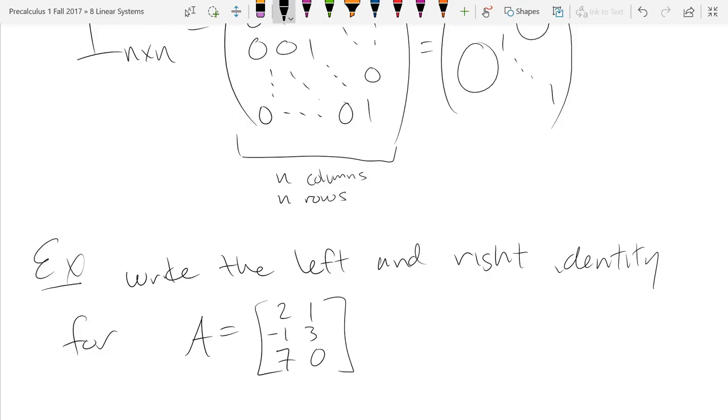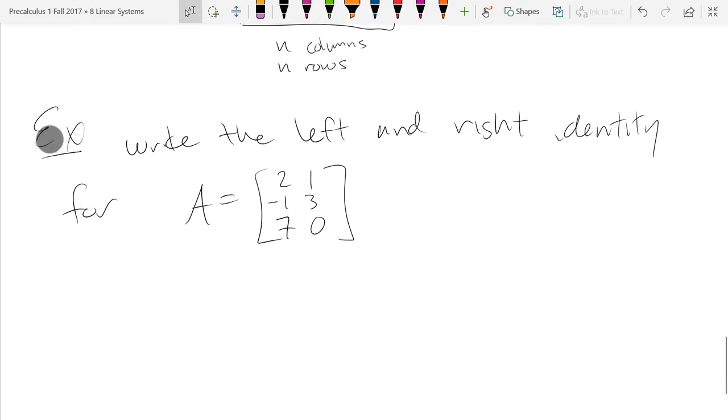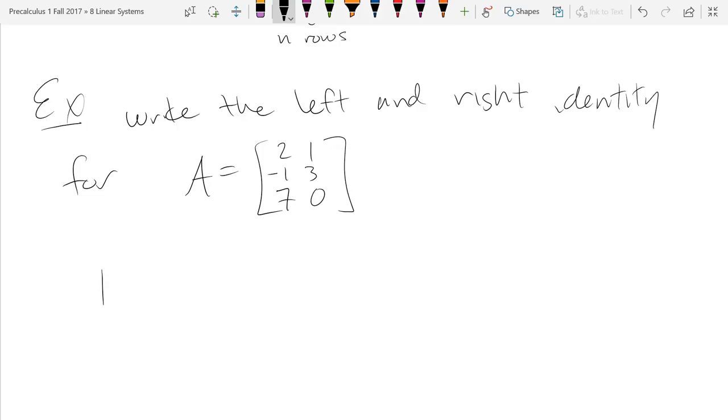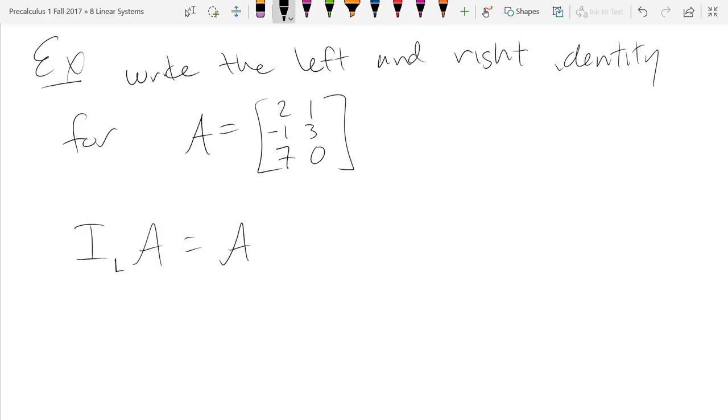So here's the matrix A. I want you to write the left and the right identity. So there's going to be two different identities because A is not square. So I'll call them identity 1. Maybe we'll go identity L for the left identity. And I want to know what is the right identity.